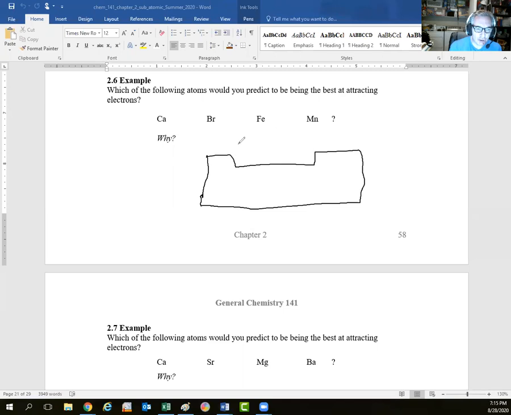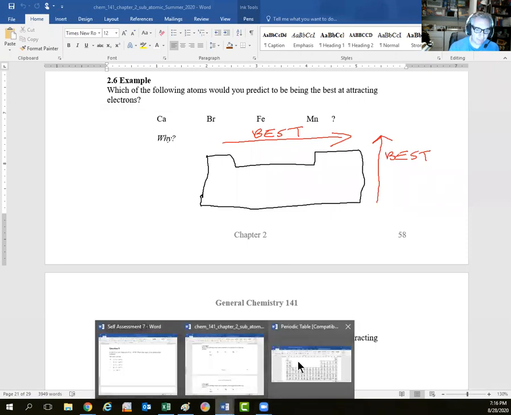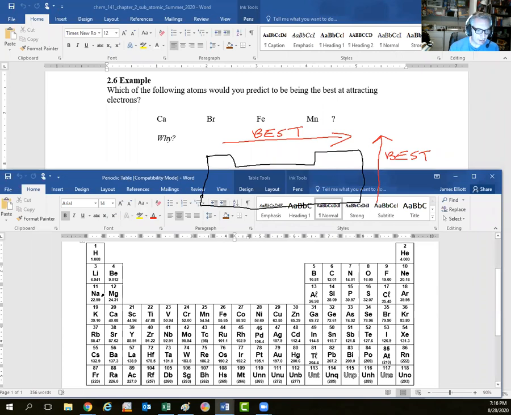We said for ability to attract electrons, that ability increased as we moved to the right, and that attraction for electrons increased as we moved towards the top. And as we look at the elements listed here, calcium, bromine, iron, manganese, we find these elements all in the fourth row of the table, fourth period. Let me just prove that. So here we are, see the calcium, manganese, what else we got? Iron right next door, and the bromine.